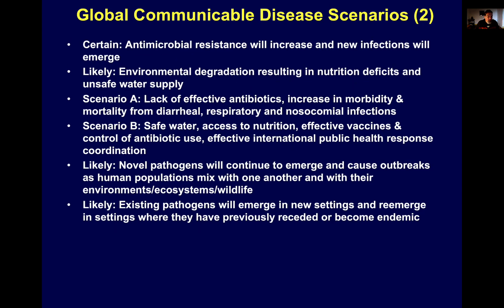But a few things are certain and some likely, and certainly we're going to see increases in antimicrobial resistance, and new infections will continue to emerge, like we're seeing with the SARS-CoV-2 pandemic. We might likely also see situations where novel pathogens continue to emerge and cause outbreaks as human populations mix with one another and their environments and ecosystems and wildlife. And finally, existing pathogens will emerge in new settings and reemerge in settings where they've previously receded or become endemic. We can expect that these are pretty likely outcomes.